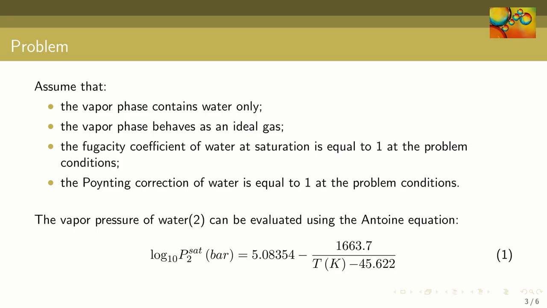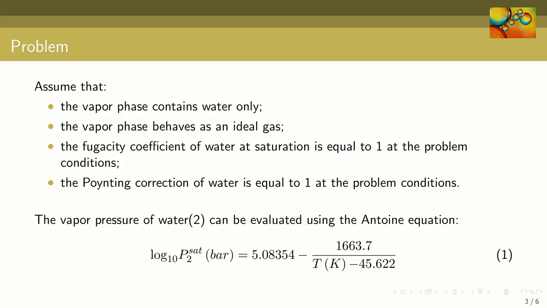We'll assume that the vapor phase behaves as an ideal gas. This is reasonable because of the relatively low pressure of the system. We will make two additional assumptions. The first of which is that the fugacity coefficient of water at saturation is equal to 1, and the other is that the Poynting correction of water is also equal to 1. Together, these two assumptions mean that the effect of pressure on the liquid phase properties is negligible. Finally, we'll use the Antoine equation to calculate the vapor pressure of water when this property is needed.